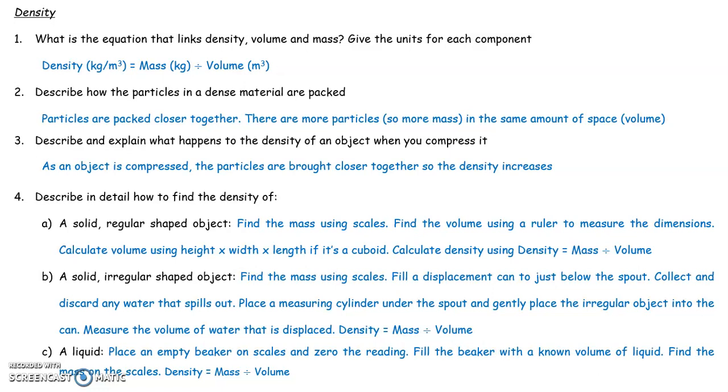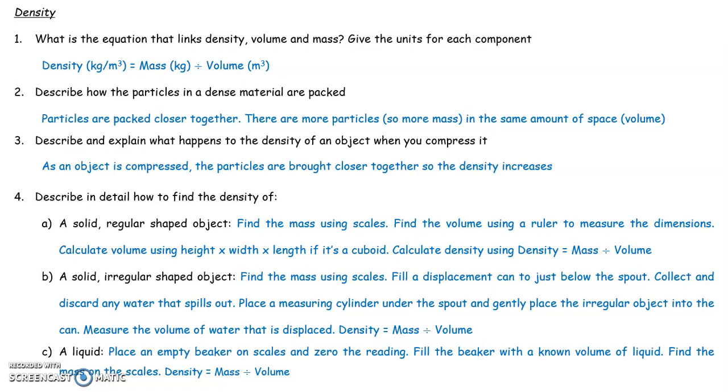Now the next one is the required practical. So think about this carefully. All three of these require you to find the density. And density is always mass divided by volume. So anytime you get a density question, you always need to show how you find the mass and how you find the volume. That's the two important things.